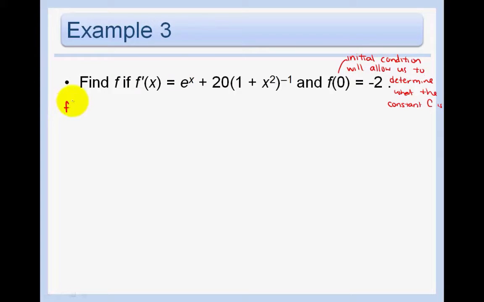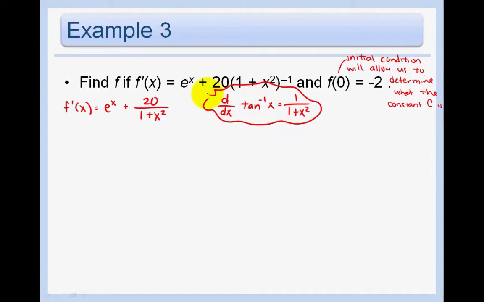We have that f prime equals e to the x plus 20 over 1 plus x squared. And this will hopefully ring a bell. Remember, the derivative of arctan is 1 over 1 plus x squared. So when we go to take the antiderivative, the antiderivative of e to the x is just e to the x, plus 20 times arctan of x plus c, of course.